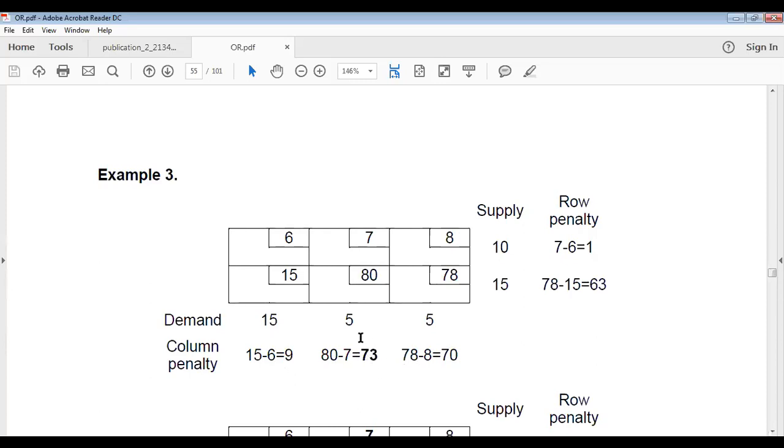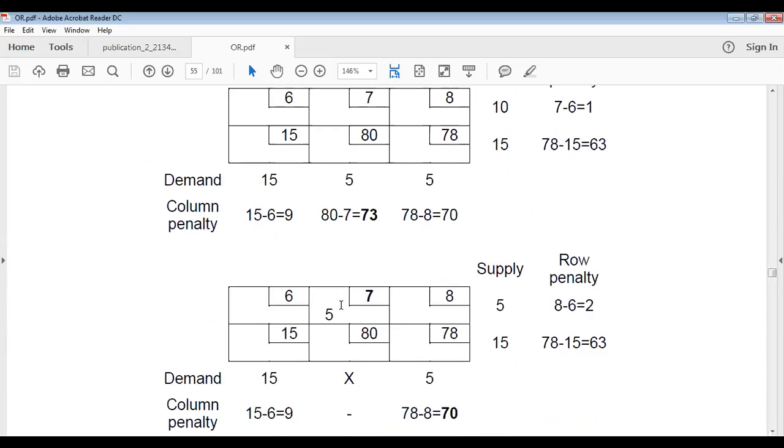So when 73 is the largest penalty, go against this particular column and try to identify the least cost cell. 7 is the least cost cell. So allocate 5 maximum, and automatically vertically it is going to be cancelled out. Next you are left with 6, 15 and 8, 18. So automatically the difference is 8 minus 6. It is already crossed out vertically, and 8 minus 6, 2 is the thing.